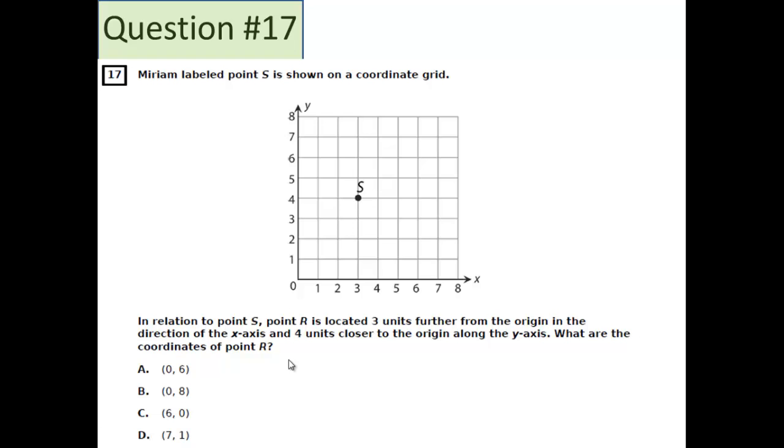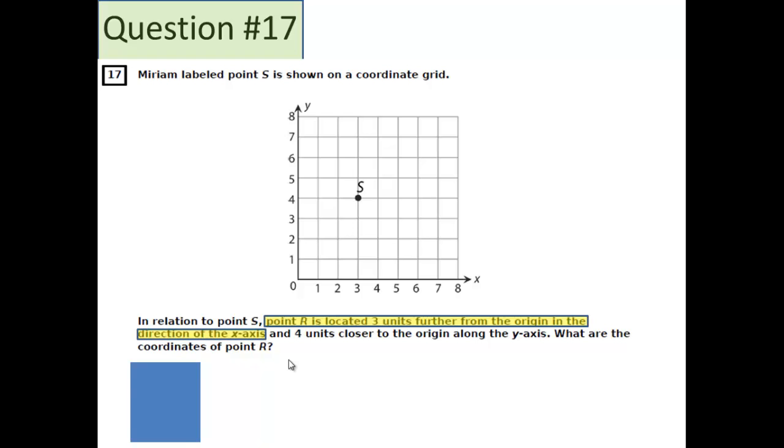So it says, in relation to point S, point R is located 3 units further from the origin in the direction of the x-axis and 4 units closer to the origin along the y-axis. What are the coordinates of point R? All right. I don't want to look at the answer choices. I just want to focus on what the question is saying. Now I see point R is located 3 units further from the origin.